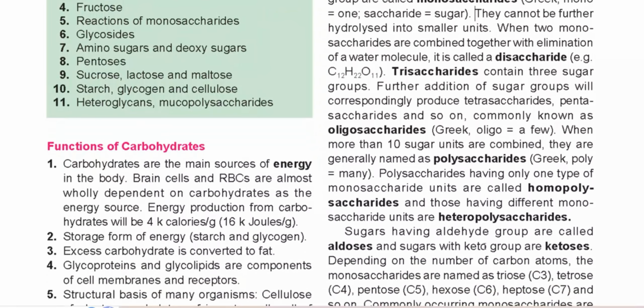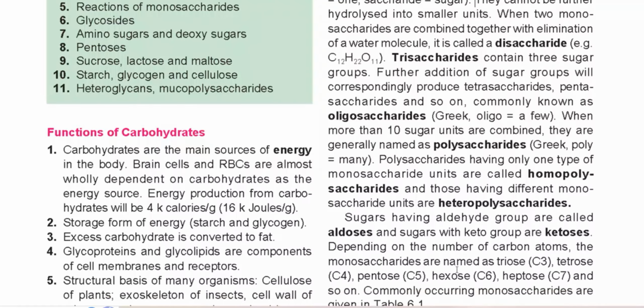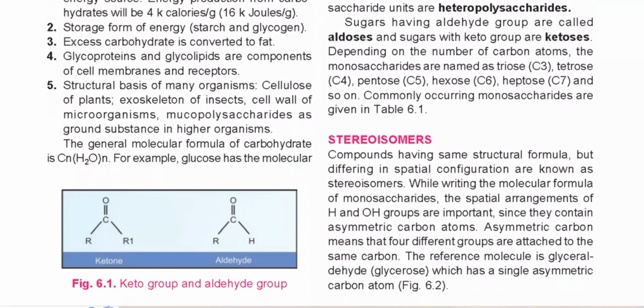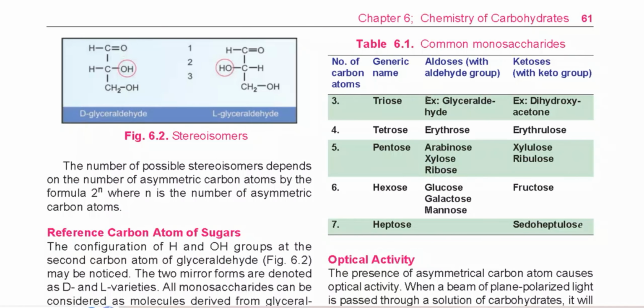Depending upon the number of carbon atoms, the monosaccharides are named as triose C3, tetrose C4, pentose C5, hexose and heptose. If you see examples of C3, C4, C5, the triose aldose sugar is glyceraldehyde, and the keto sugar is dihydroxyacetone phosphate or DHAP.